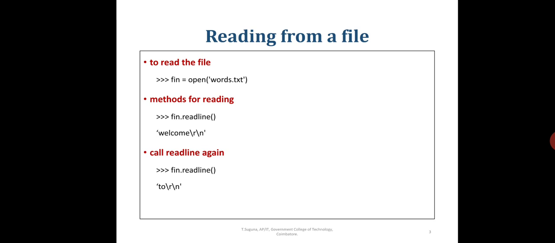For example, the next readline statement, fn.readline(), prints the next line which is present in the words.txt file. Here it is 2. Again it displays the whitespace characters \r and \n.